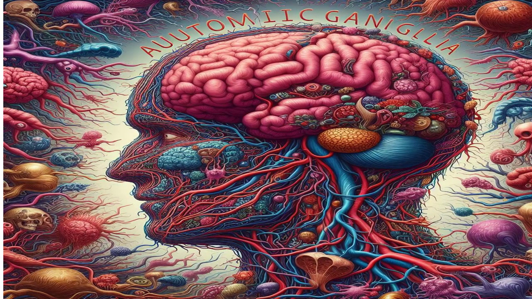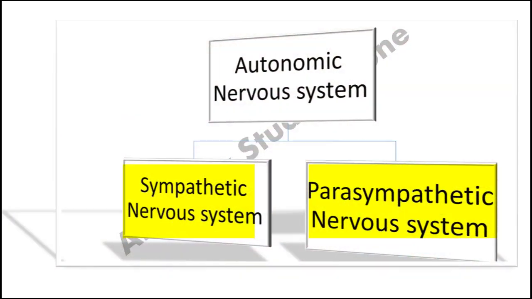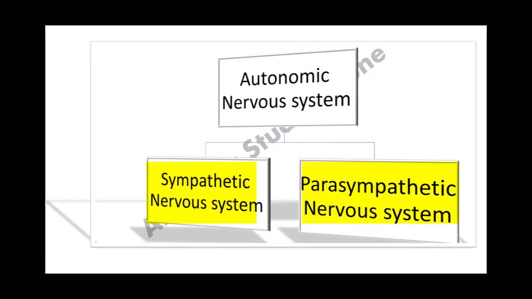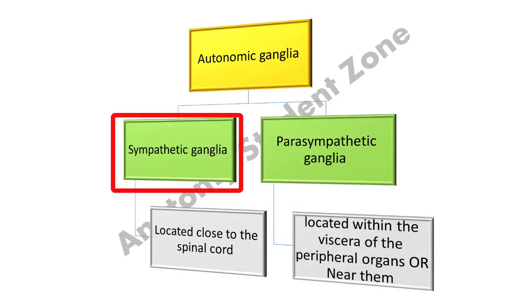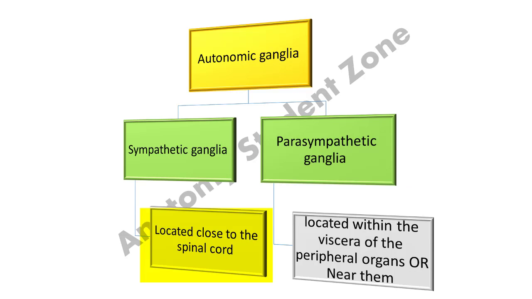As the name indicates, it's related to the autonomic nervous system, and the autonomic nervous system consists of the sympathetic and parasympathetic nervous system. Hence, the autonomic ganglia are also of two types: the sympathetic ganglia and the parasympathetic ganglia. Sympathetic ganglia are located close to the spinal cord, as already told, while the parasympathetic ganglia are located within the viscera of the peripheral organ that they are going to innervate, or they are located near them.